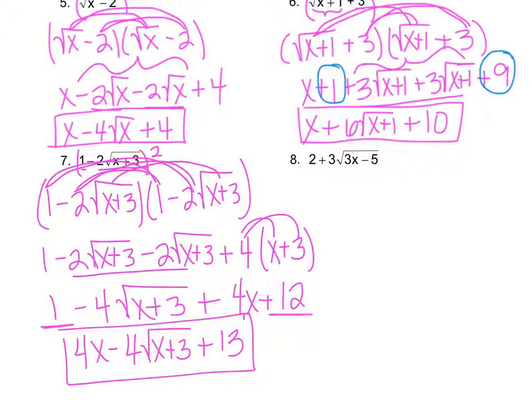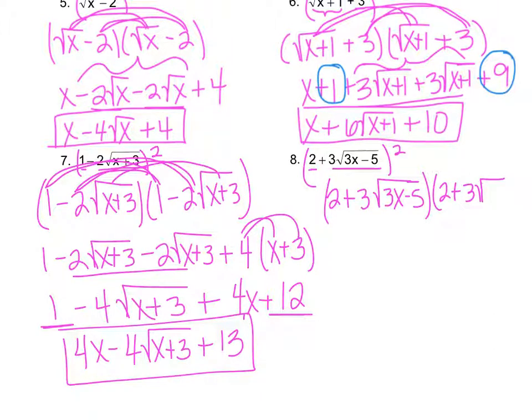Okay, so let's look at this last one. So we have one term here. This is all one term. So we have 2 terms that we're squaring. So we should end up with a trinomial at the end. So just multiplying it by itself. All right, so multiplying the 2's, we get 4. 2 times 3 square root of 3x minus 5 would be 6 square root of 3x minus 5.